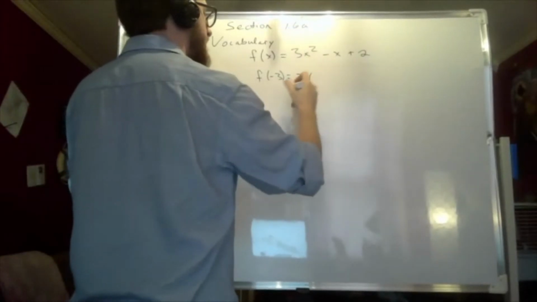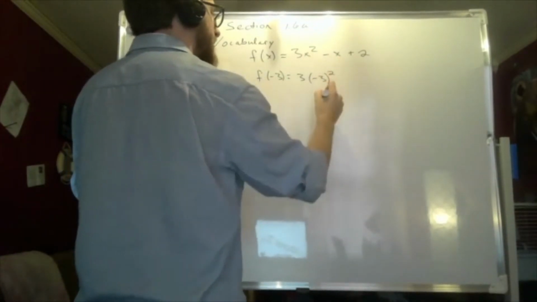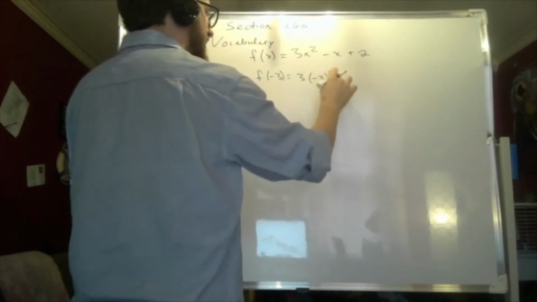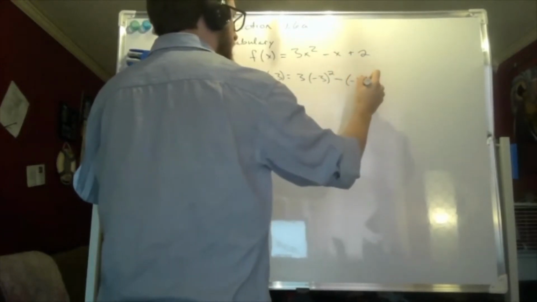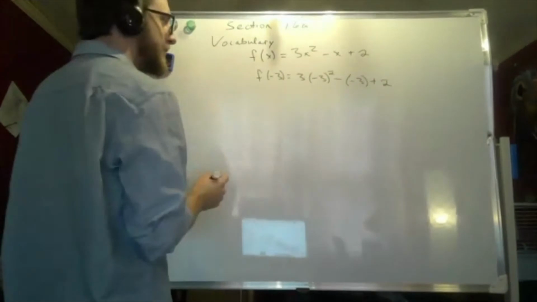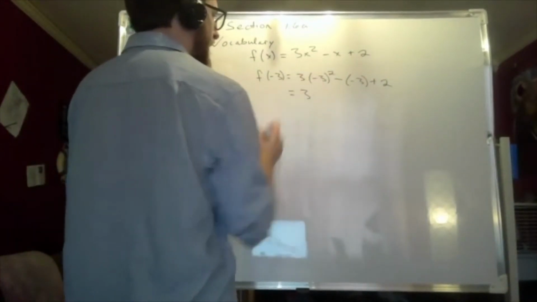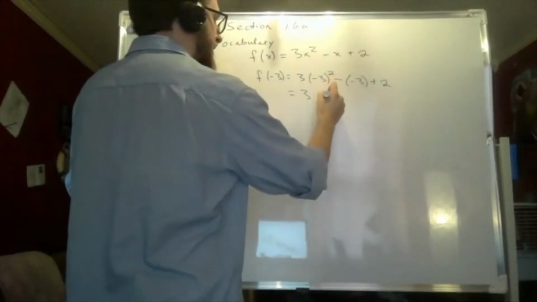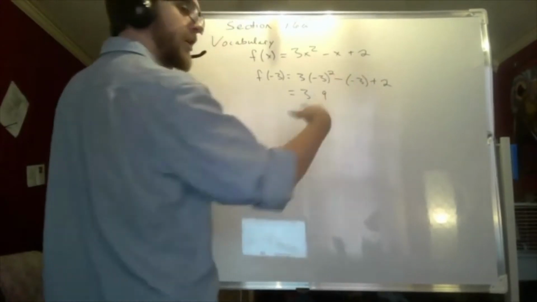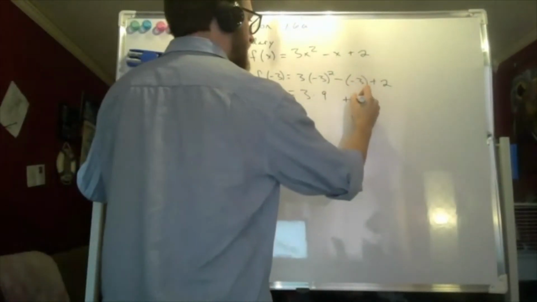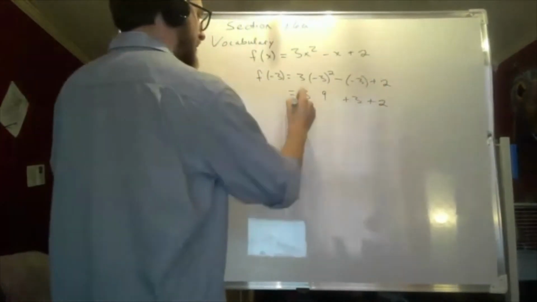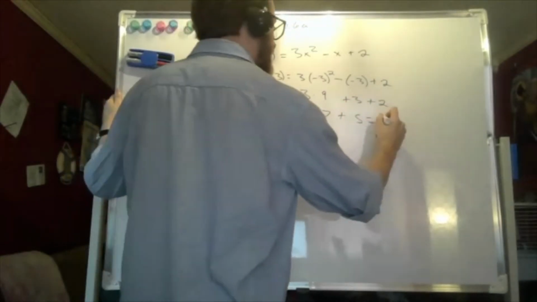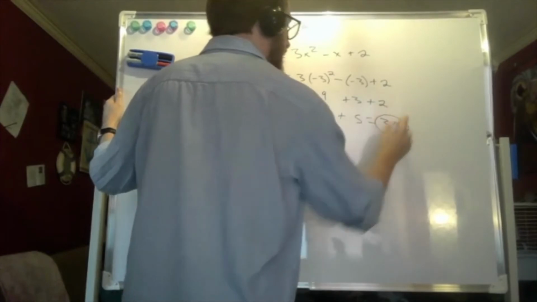So we have 3 times (-3) squared minus, now be careful to make sure you keep this negative on the outside, so we've got minus (-3) plus 2. And so now we can work through the algebra. Well, (-3) squared, negative times negative is positive, so we've got 9. When you minus a negative, double negative is a positive, so we've got plus 3 plus 2. Now 3 times 9 is 27, plus 5, and so we get to our final answer of 32.